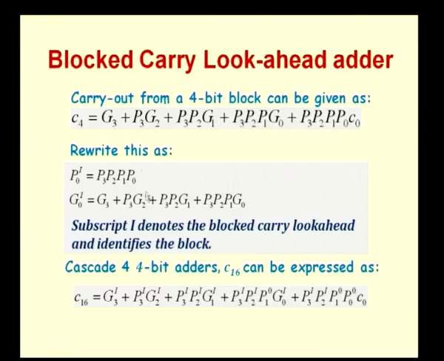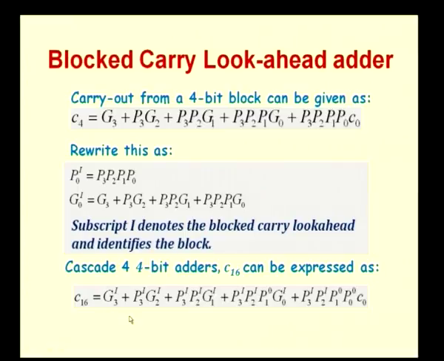So this whole block can be treated as one equation. When I say P0 of I, G0 of I, I can essentially treat it as if it is one single digit. So looking at it as a digit or as a block, I can now extend this to say that if I want to generate up to a 16-bit adder, it can be done using 4 4-bit adders by cascading them. In which case, what will my C16 look like?